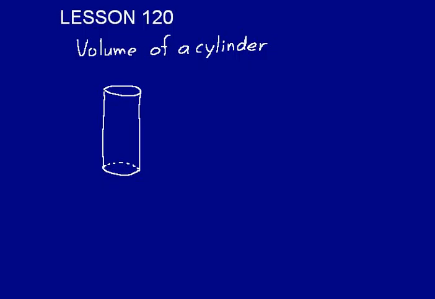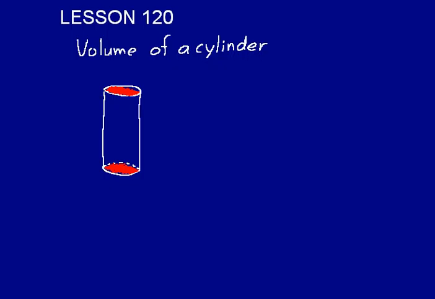Lesson 120 is on the volume of a cylinder. Now what you do to figure out the volume of a cylinder is you take the area of the base, and you call that just like that circular face. Now a cylinder, the sides are parallel, so the top and the bottom could both be called the base.